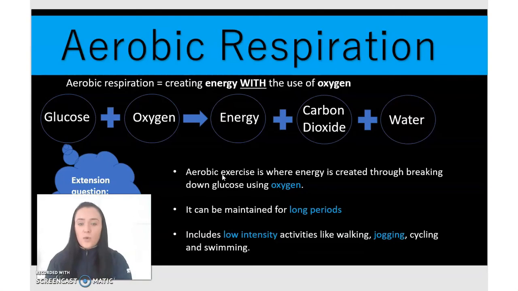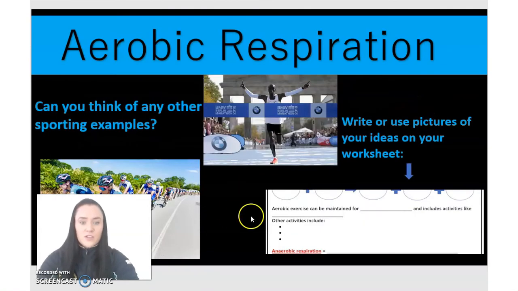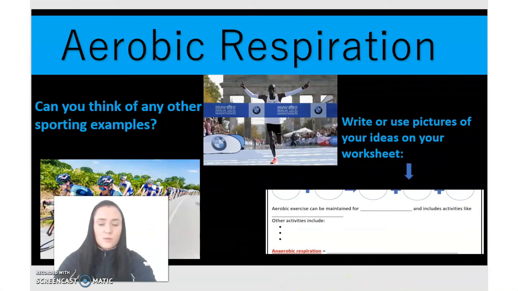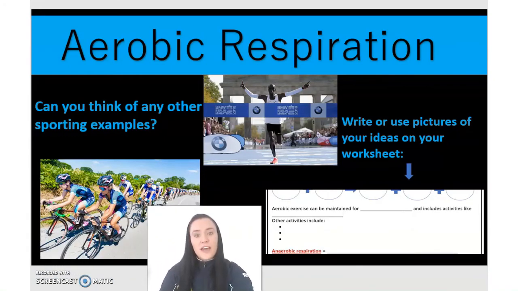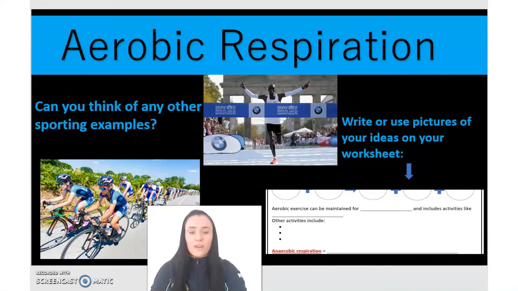So it includes low intensity activities. So we want to remember low intensity when we think about aerobic respiration. So things like walking, jogging, cycling, swimming, anything that's low intensity and for a long period of time. Okay, now on your worksheet, I've given you space just here for you to have a think about what other sporting examples you can think of that might use aerobic respiration. So remember, our aerobic respiration is low intensity, long periods of time, and we use oxygen to help break down that glucose and turn it into energy.